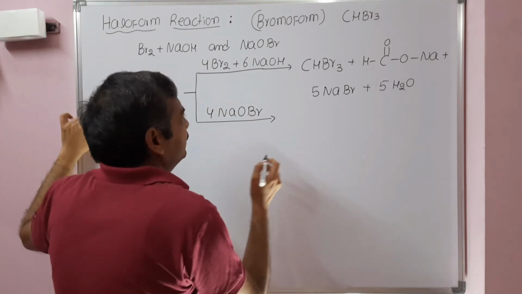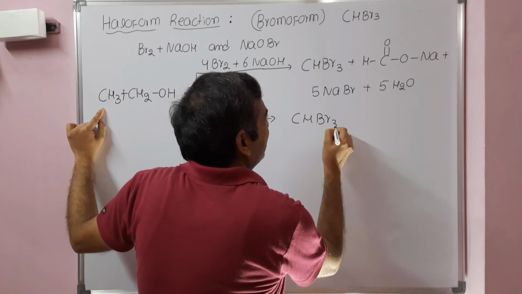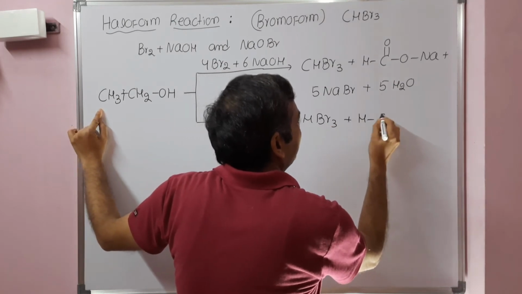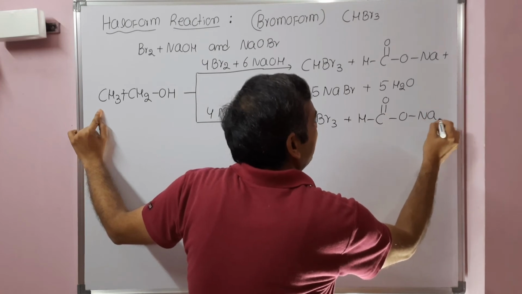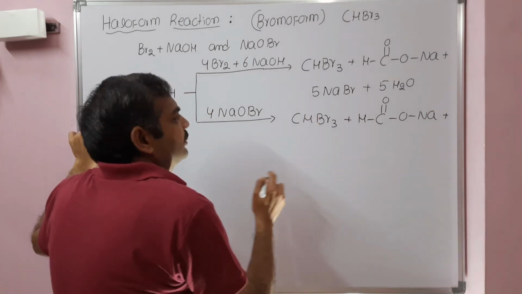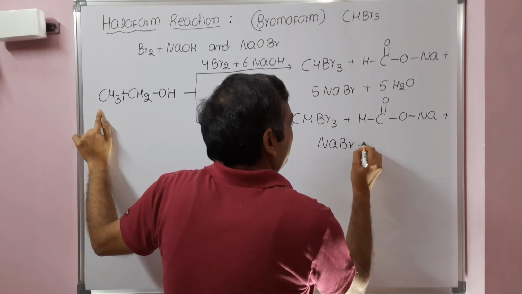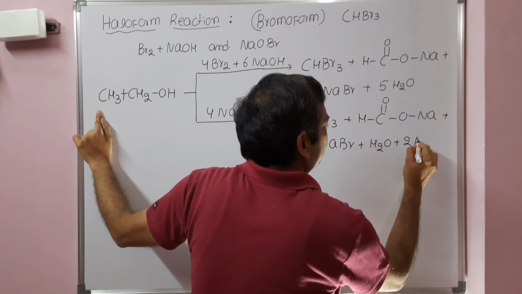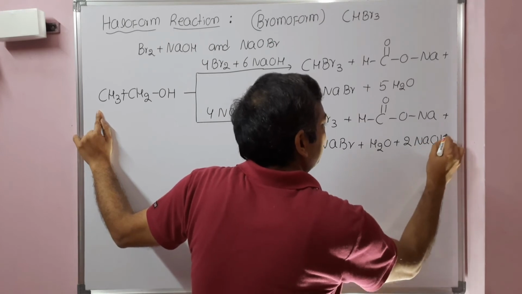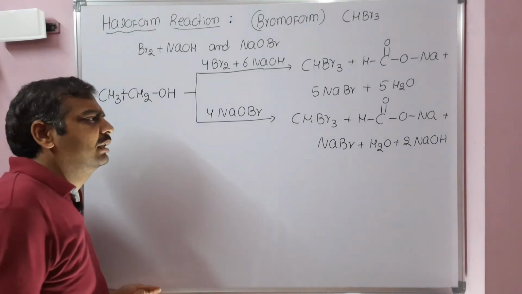So this part is CHBr3, and then sodium formate, HCOONa, and then okay, so here one molecule of sodium bromide, 1 molecule of water, and 2 molecules of sodium hydroxide. So always practice several times, then only you can easily write the complete side product.